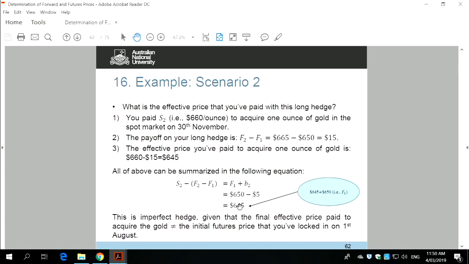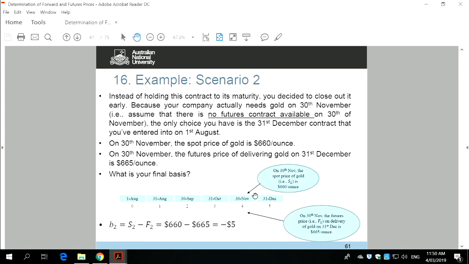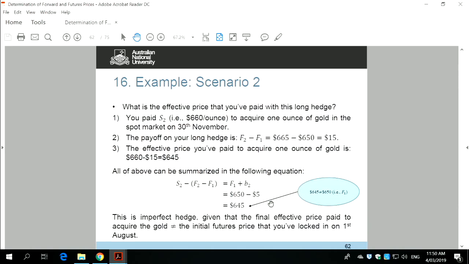The reason why we have that $5 difference is because you closed out your contract early, right? Instead of closing out on the 31st of December, you closed out on the 30th of November. For that reason, we have an imperfect hedge.